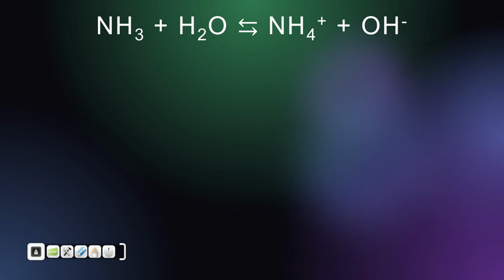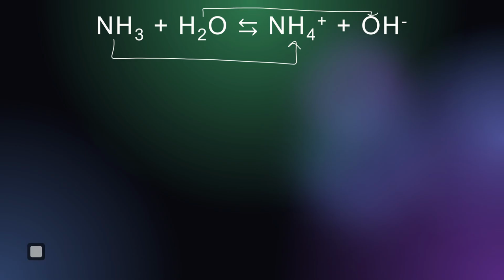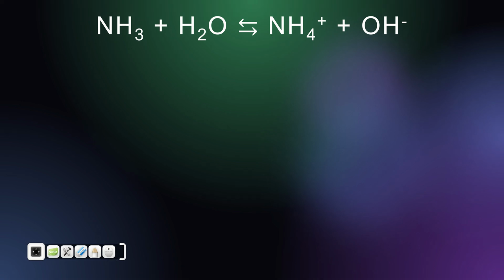NH3 and H2O. NH3 is becoming NH4+. H2O is becoming OH-. This is gaining an H+. This is losing an H+. If that's gaining, the NH3 is base. Its product is the conjugate acid. H2O is my acid. OH- is my conjugate base. So that's basically it. Okay? Very good. Thank you.